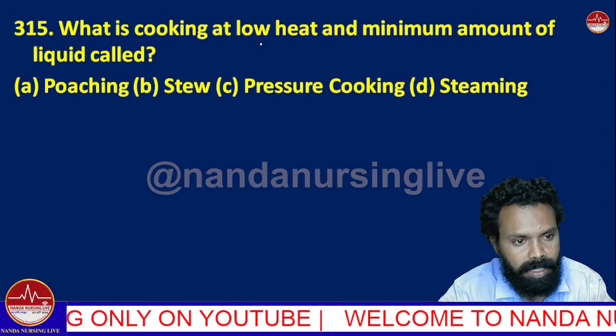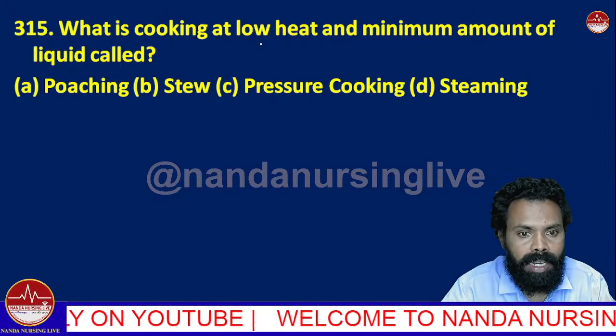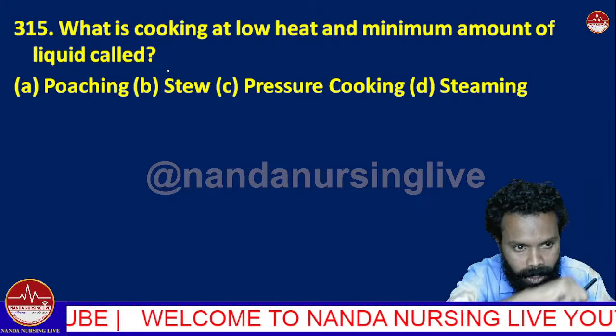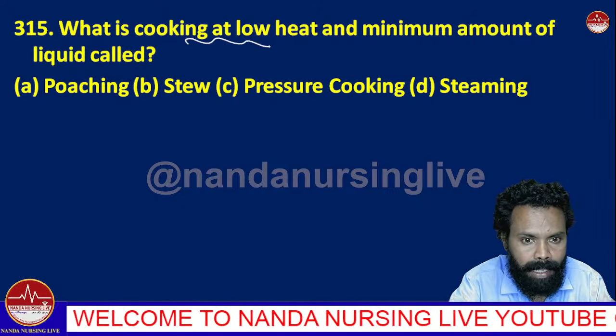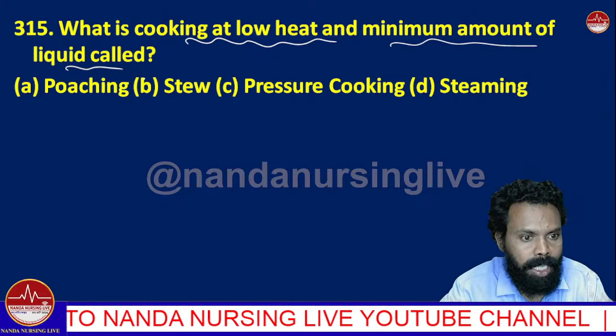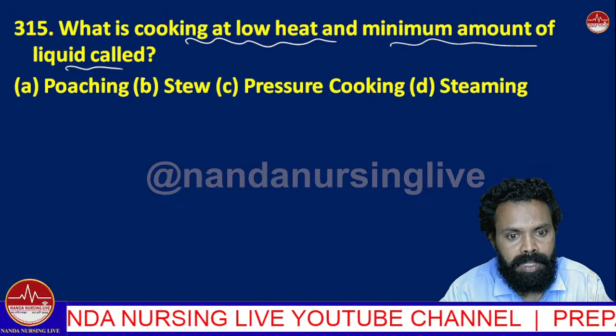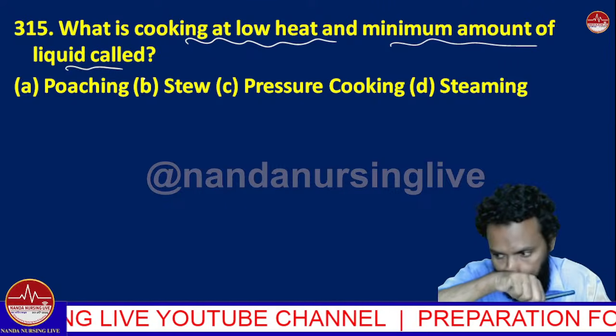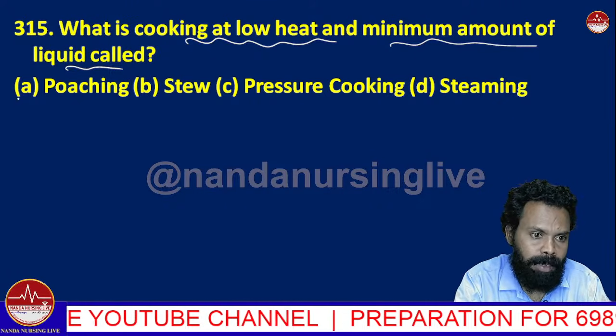Next question, number 315. What is cooking at low heat and minimum amount of liquid called? Option A is poaching, option B is stew, option C is pressure cooking, option D is steaming. So which option is the correct answer? The correct answer is poaching.